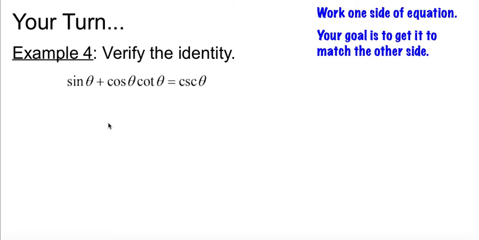All right, so maybe turn off the video right now, pause it, and see if you can try out this problem here. All right, so now let's just go through this. So I'm going to work on the left-hand side and get it to look like the right-hand side here.